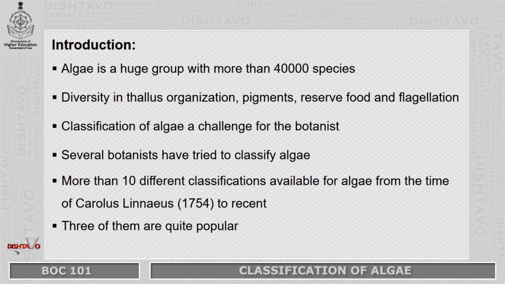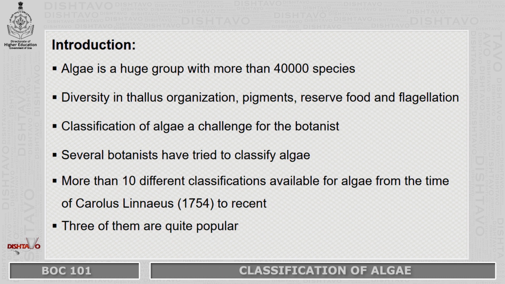Algae is a huge group. You have already learnt about the thallus organization, diversity, distribution, all that. It is a huge group with more than 40,000 species, and they have various types of thallus organization from unicellular to multicellular. Also they have different types of pigments, reserve food material, and also you will find variation in flagellation.